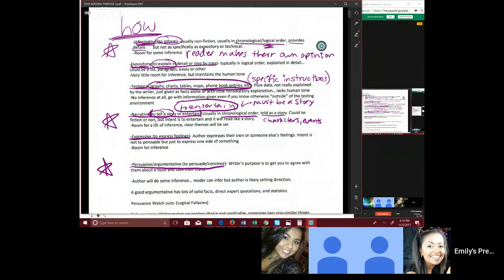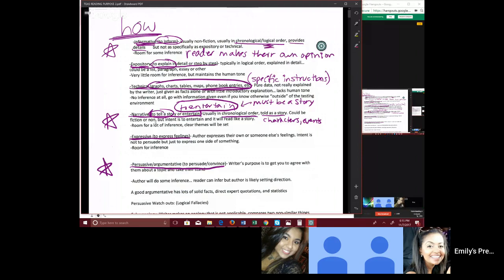Similar to a narrative is an expressive. And an expressive's whole purpose is to express feelings. Expressives will use a story most typically in order to get those feelings across.